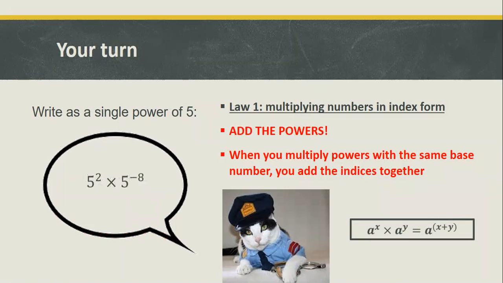And 5 raised to the power of 2 multiplied by 5 raised to the power of minus 8. What is going to be this answer? So if your answer is 5 raised to the power of minus 6, good job. You are absolutely correct.